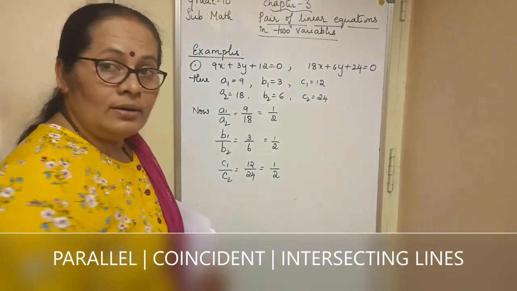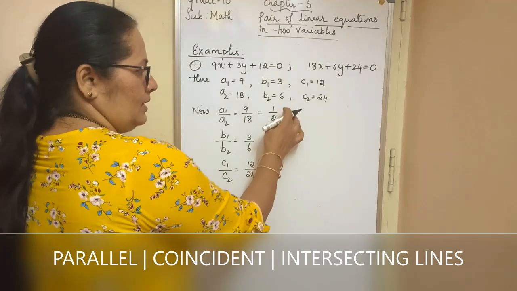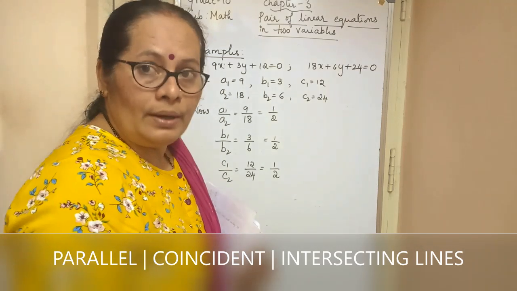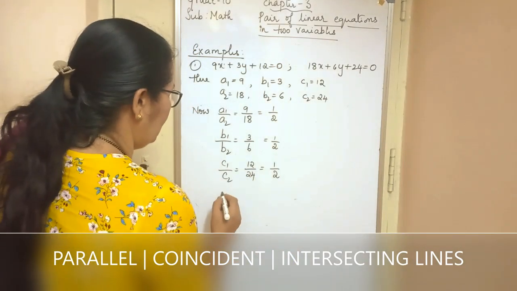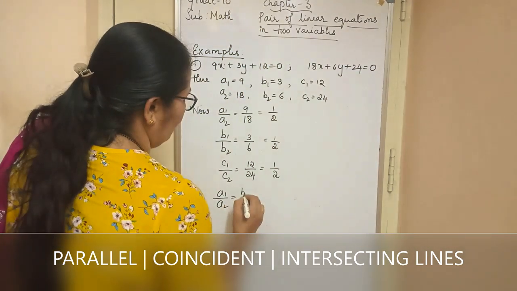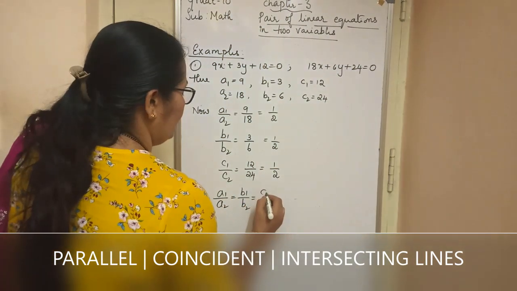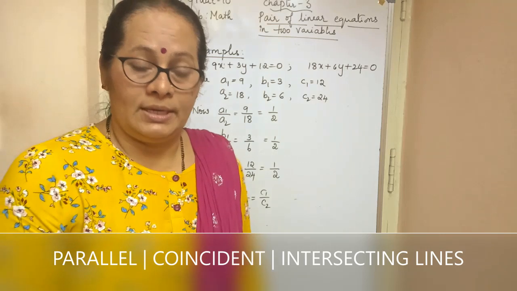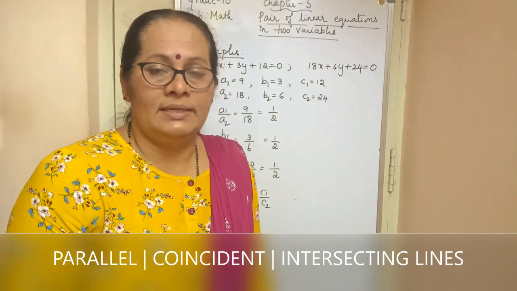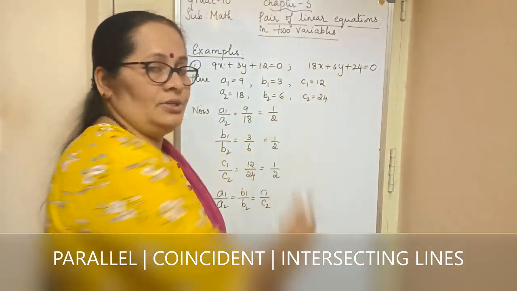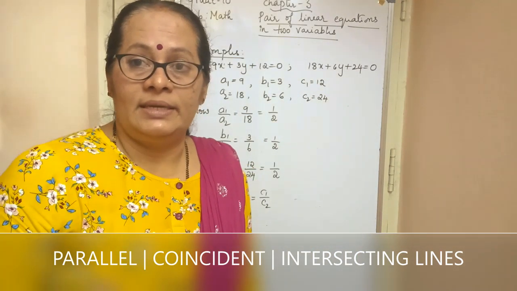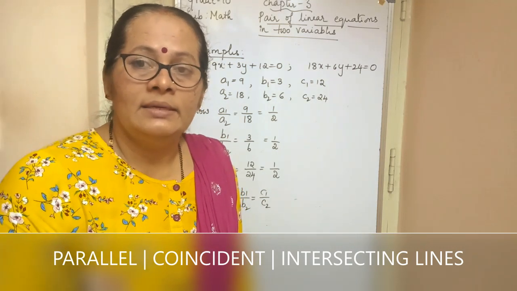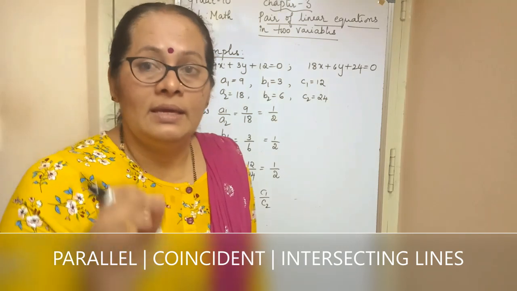Now compare all the ratios. a1 by a2 is 1 by 2, b1 by b2 also 1 by 2, c1 by c2 also 1 by 2. Since all the ratios are equal, a1 by a2 is equal to b1 by b2 equals c1 by c2. So, this pair of equations represents coincident lines. It has many solutions. We call it a dependent pair of equations.